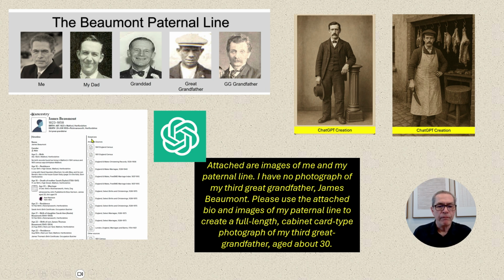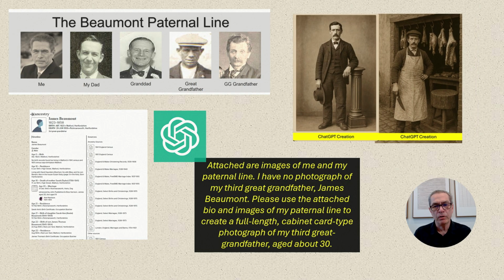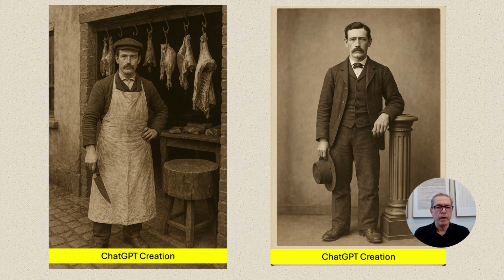My great-great-great-grandfather, James Beaumont, I don't have a photograph of him at all. But I have these photographs, and I have a bio of James. So what I did with ChatGPT is attach these pictures and a bio of James and ask ChatGPT to come up with a composite image of what my great-great-great-grandfather would have looked like. And this is what it thought he would look like. Now, surprisingly, the same picture, it could be, but again, this is more fiction than the previous ones.